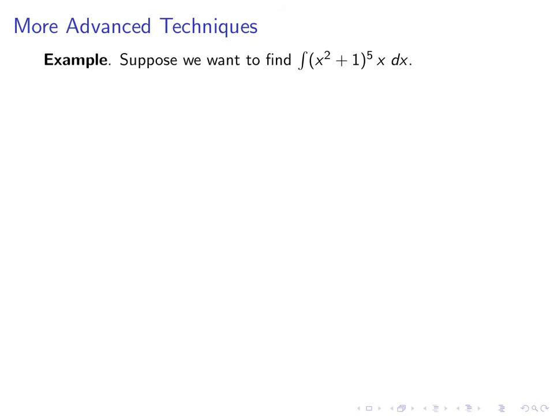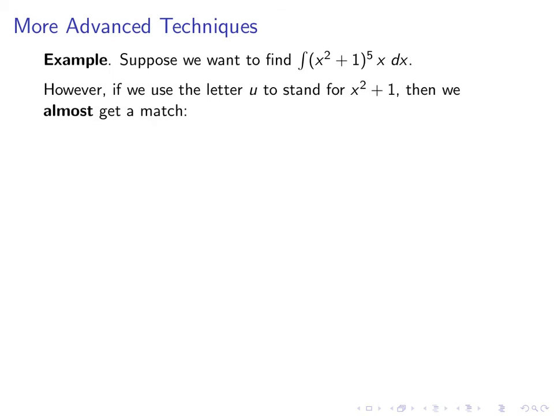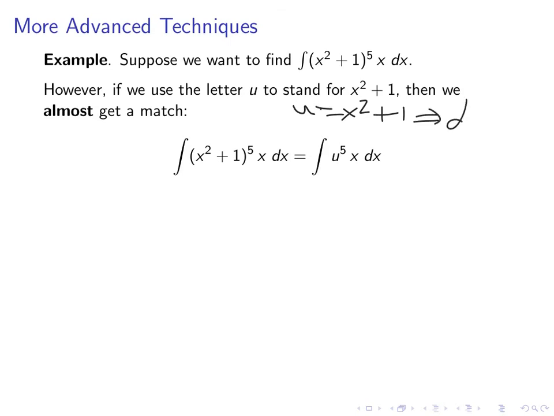The real challenge, of course, is when you're not told what substitution to make and when the problems haven't been sort of geared to work out well in the first place. So one example of that is here, where you have x squared plus 1 to the 5th times x dx. So we want to use u for x squared plus 1 because that would give us u to the 5th here. But things don't quite match up when we do that, because when we have u equals x squared plus 1, then du is 2x dx, and I don't have 2x dx in the problem.